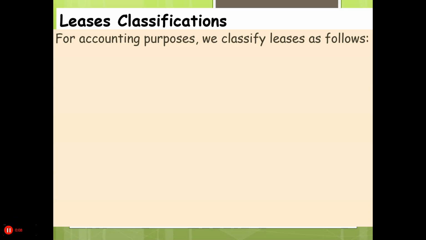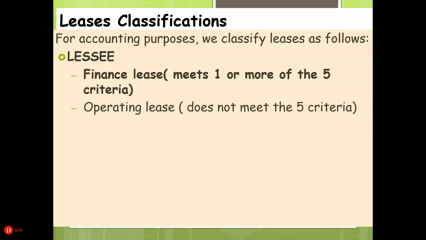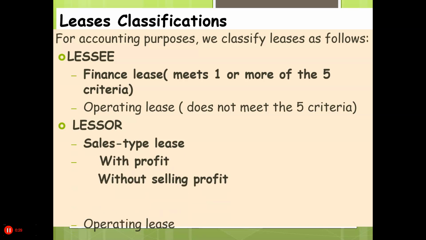Now we have again our lease classifications. We have the lessee. It can be a finance lease or it can be an operating lease. A finance lease if it meets one or more of the 5 criteria, an operating lease if it doesn't meet any of them. The lessor can be a sales type lease with or without profit, or an operating lease.